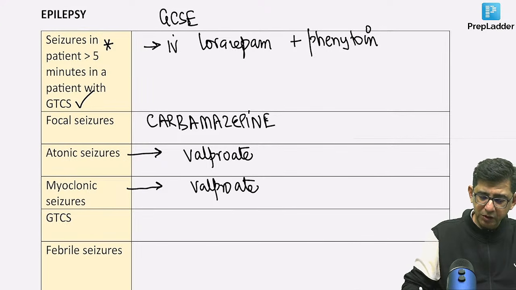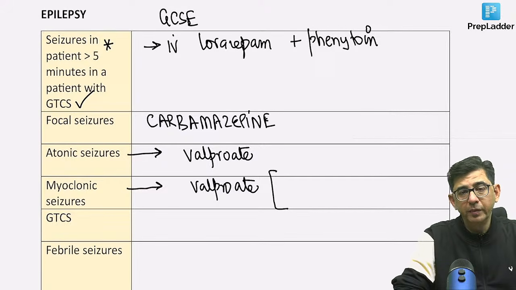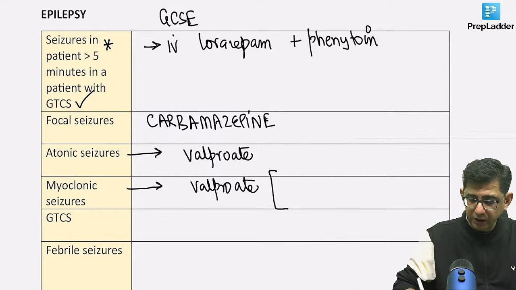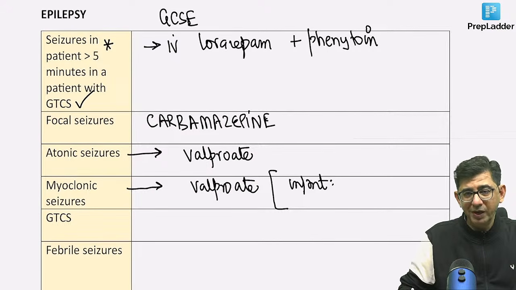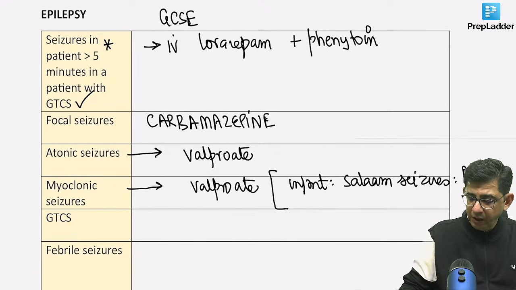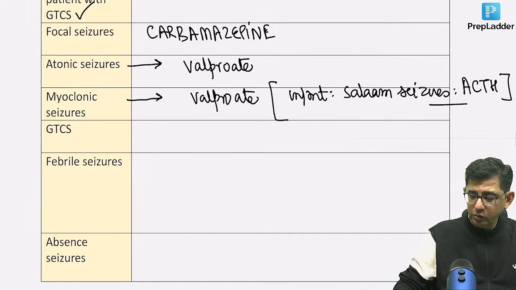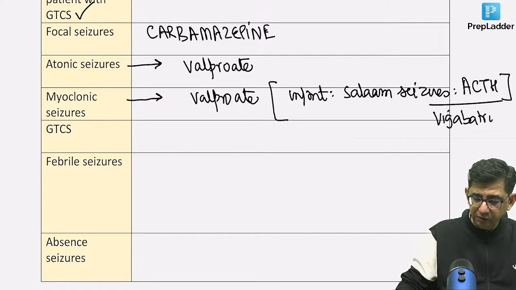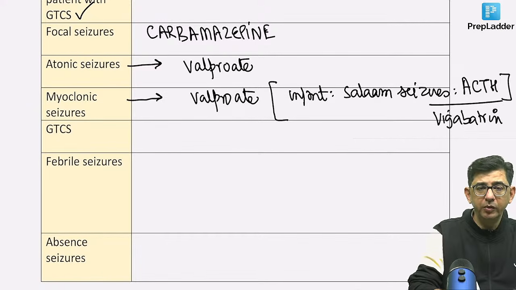The only exception is if he says myoclonic seizures involving the trunk, like if he says infant and then says myoclonic spasms involving the trunk, that is salaam seizure. I should not have said the word salaam seizure because that makes it super easy for you. But if he says myoclonus involving the trunk, then it is salaam seizures where ACTH or vigabatrin would be used. Otherwise for myoclonic seizures, your answer would be sodium valproate only.